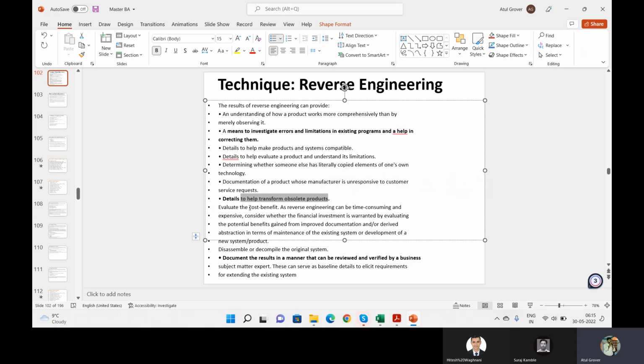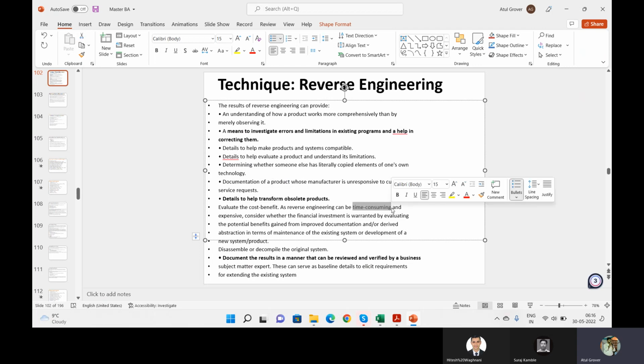Evaluate cost benefit, because reverse engineering can be time consuming and expensive. If I take the scooter to the mechanic and start fixing, he charges me 1000 rupees. I say, but boss, it is too much; the worth of the scooter is not that much. He says, but your issue needs to be fixed, so I have to charge. So before going for reverse engineering, it is required to check whether the cost benefit is there or not, because it is very time consuming.